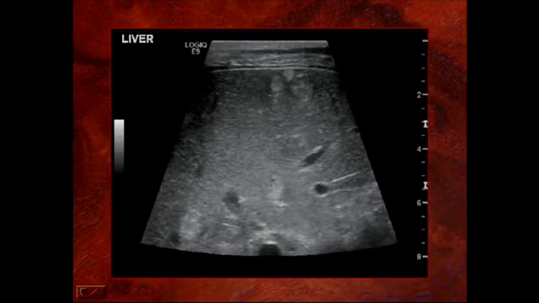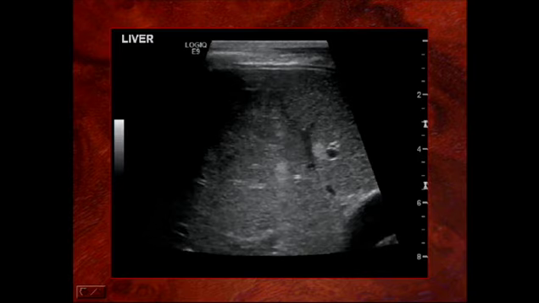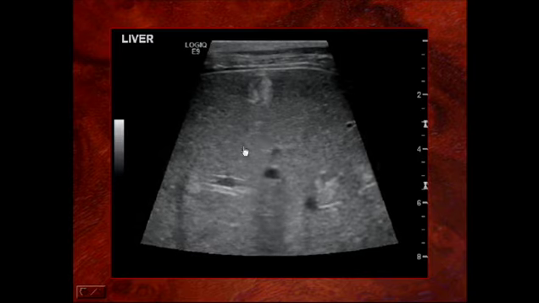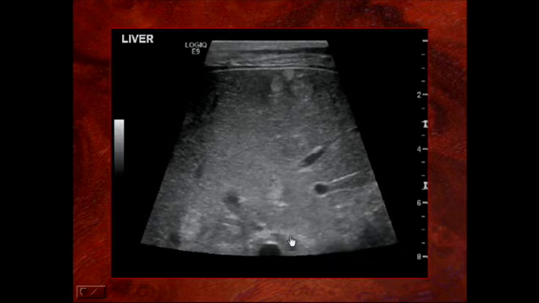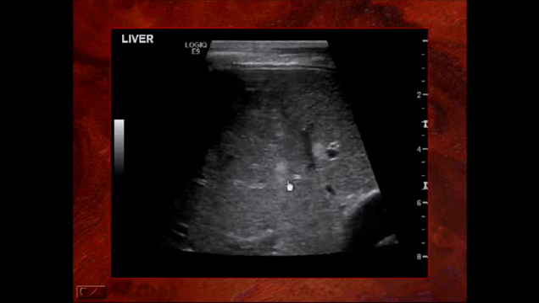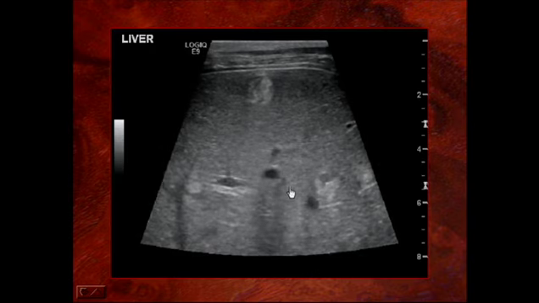Rarely, it will appear as multifocal lesions, all of which are small, like we see in this case. It's much more common to have a single dominant lesion and then multiple smaller satellite lesions, but this patient did have hepatocellular cancer.